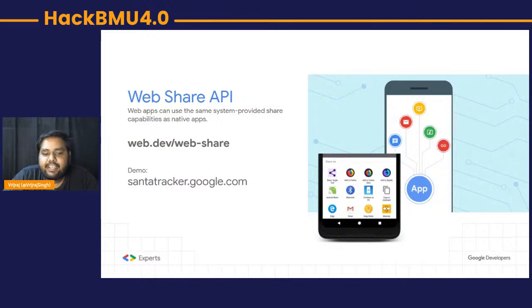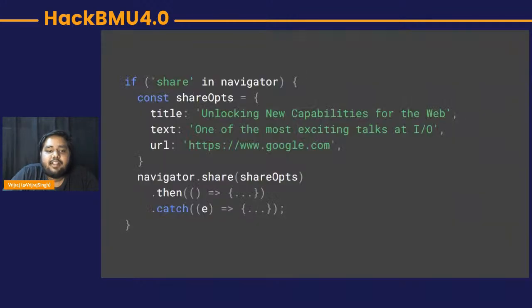There is a real example you can go to: googlechrome.github.io/samples, where you can find the Web Share API as a demo. And this is an example of the Web Share API. We have share as an object in the navigator. You just need to follow this code, and you can implement this.